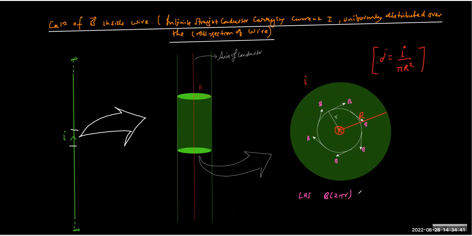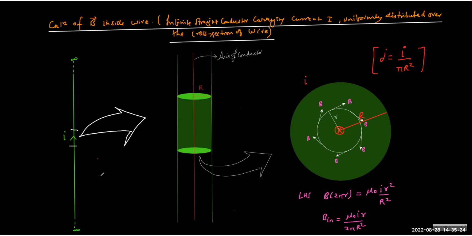Now the question is, what is the RHS? The RHS is mu naught into I enclosed by the loop. How much is enclosed? Are we enclosing the full I or a fraction? Fraction of it, I r square by R square. Correct. Now you can solve it, right? So B inside turns out to be mu naught I r by 2 pi R square, right?